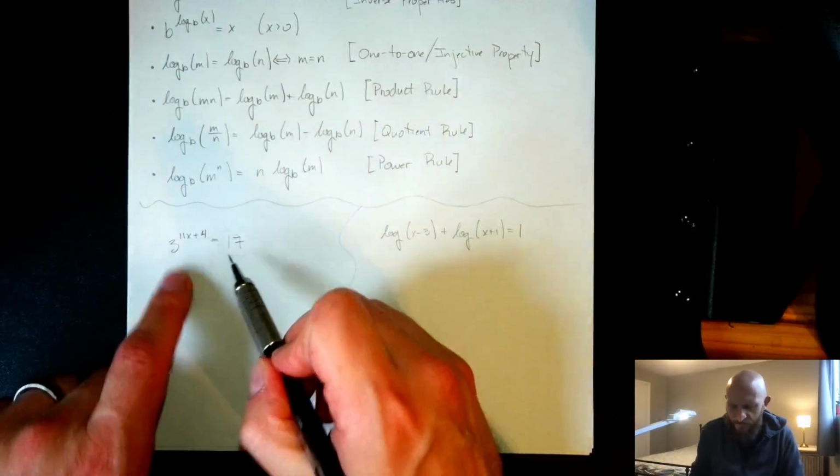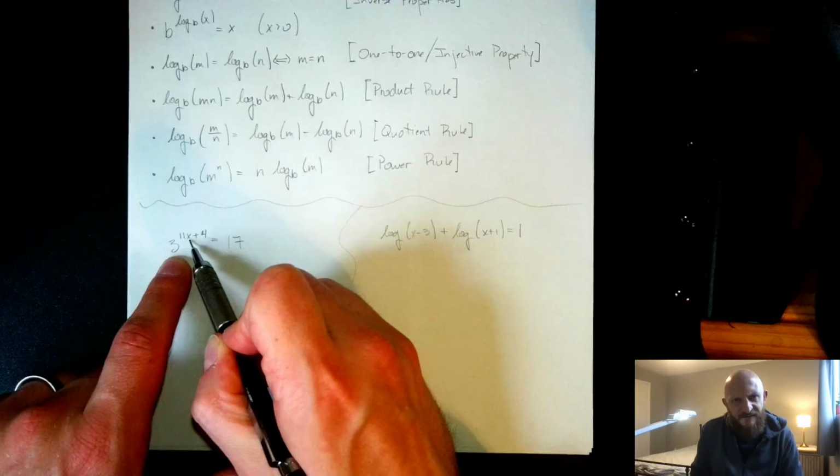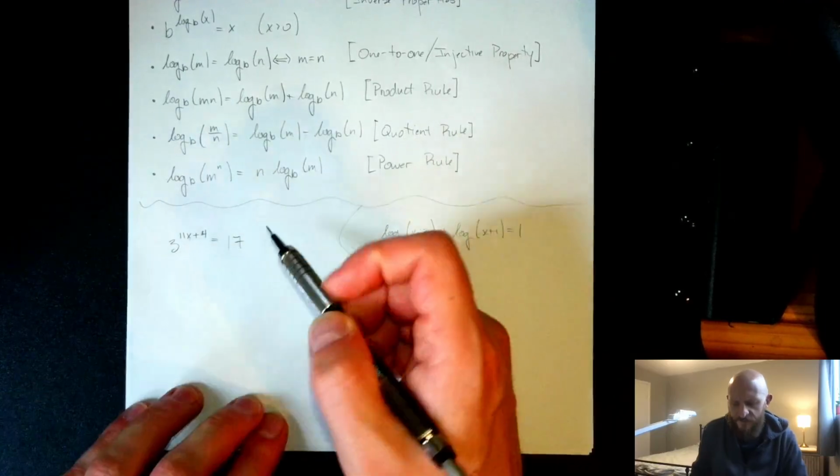So in any case, my first step here, since I have x wrapped up inside of the exponent, I'm going to take the log of both sides.